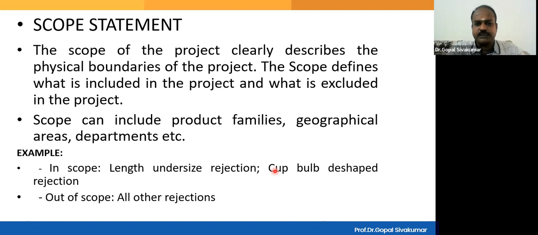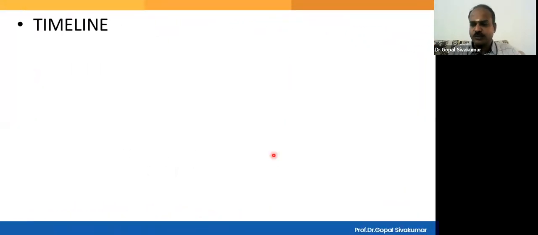We have written it as in scope, and out of scope is all other types of rejections. There are so many types of defects that are happening, but we are attacking only two types of defects, and all remaining defects are considered out of scope, right? Similarly, you can scope your project properly. I mean, the project boundaries should be made clear.